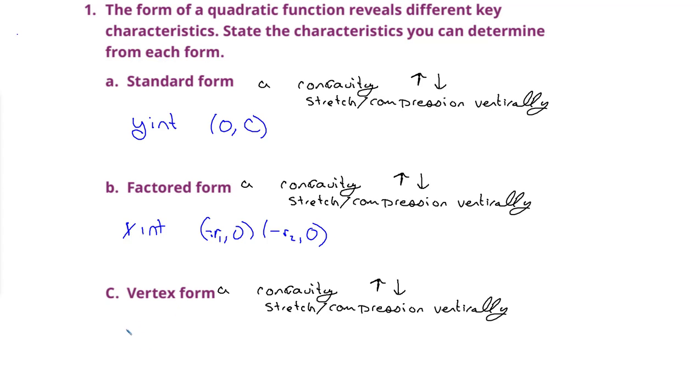And then in vertex form, you can find your vertex by opposite of your h, comma k. Or really it's honestly just h, comma k, but we think of it as opposite when we plug it in.